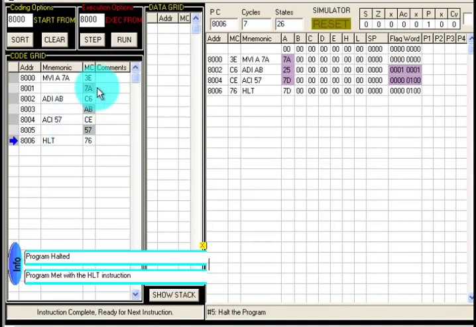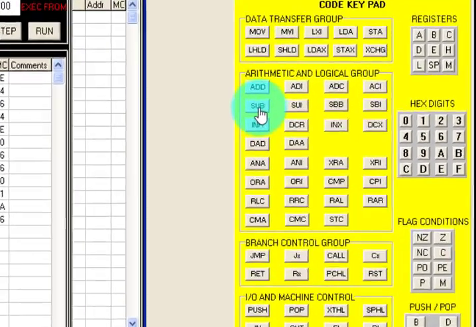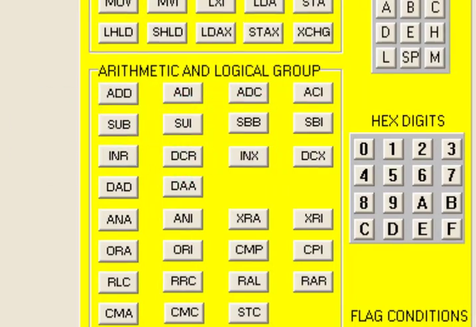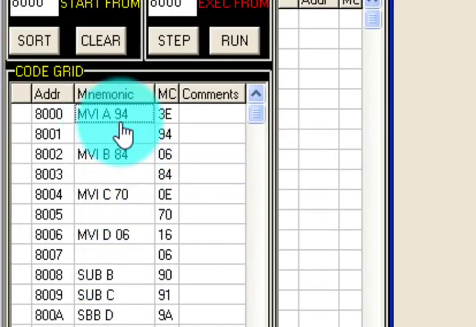So this is how we have ADI, add immediate, and ACI, add immediate along with the carry. Now we consider the second row, that is, we first study the two instructions SUB and SBB. For that purpose I have written this code: MVI A 94, MVI B 87, MVI C 70, MVI D 06, SUB B, SUB C and SBB D.